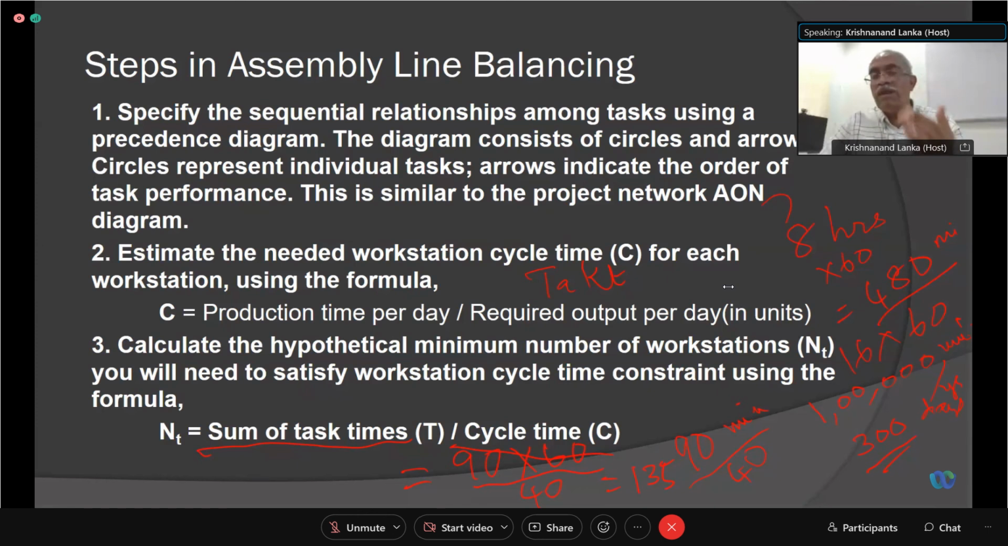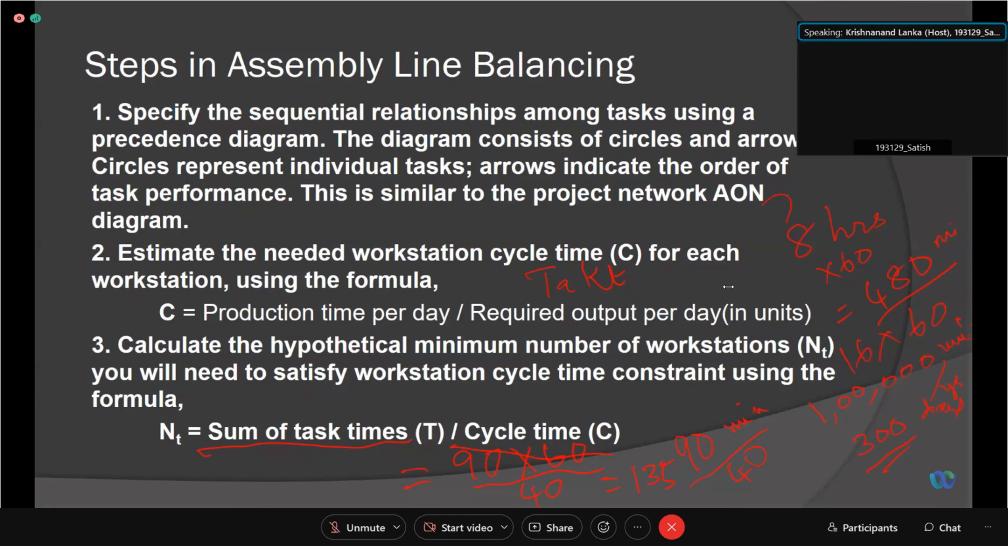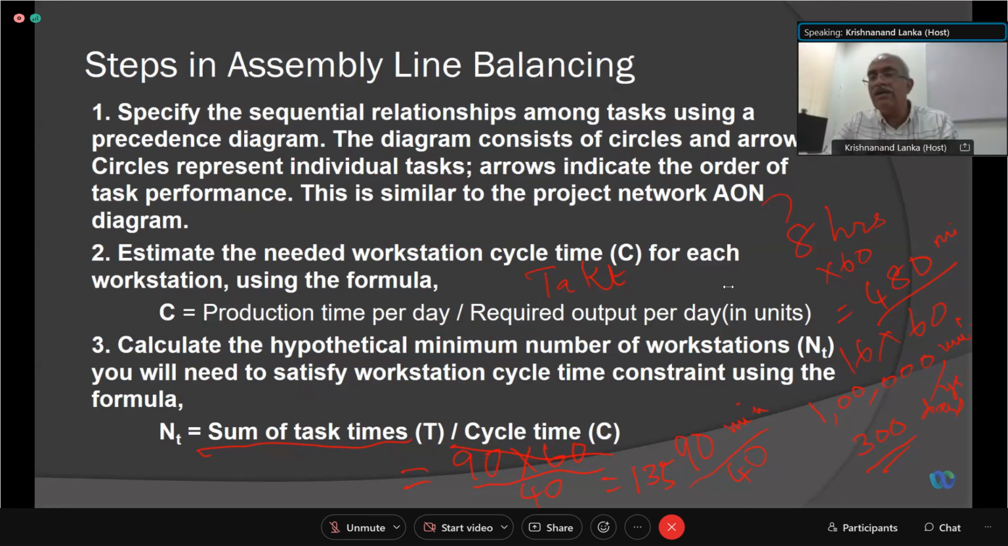To assemble the T model black car, he was employing a minimum of 135 workers sitting along a moving assembly line, each contributing around 40 seconds worth of work at each workstation. For each car, every one of these 135 workers is contributing only 40 seconds worth of work.